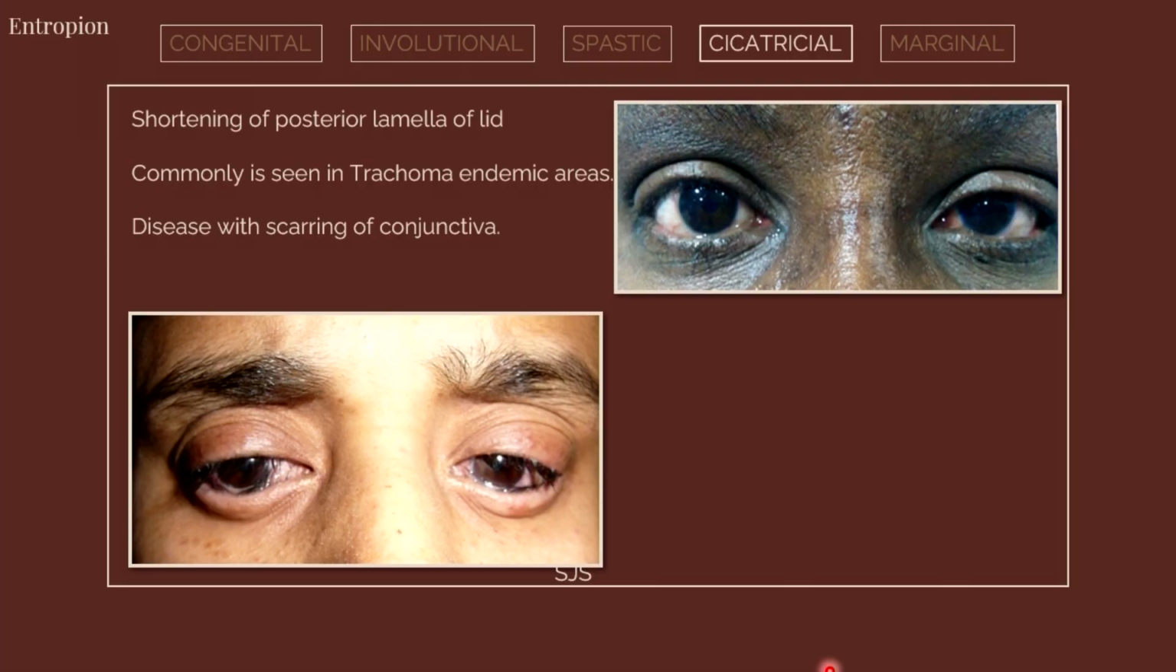Next, moving on to the cicatricial type of entropion. Here there is shortening of the posterior lamella of the eyelid, which in turn causes an inward turning of the anterior lamella. It is most commonly seen in trachoma endemic areas, but it can actually be seen with any disease where you see scarring of conjunctiva. That could include Stevens-Johnson syndrome and ocular cicatricial pemphigoid, along with chemical burns or post-surgery or trauma.